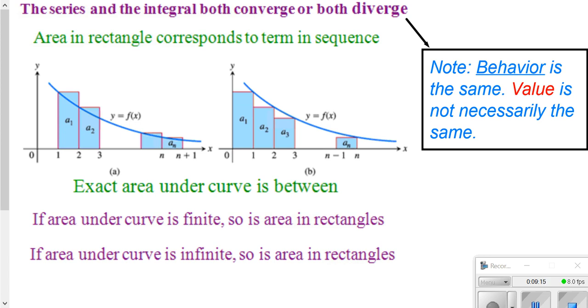Okay, so it is the case that the series and the integral have the same behavior. Either the series and the integral both converge or they both diverge. It's important to note that they have the same behavior. The value is not necessarily the same. So this is a test where you test the integral that is related to the series, and you know that the series itself will behave the same way.